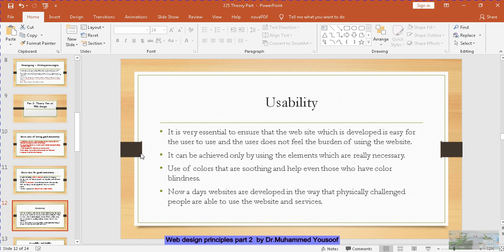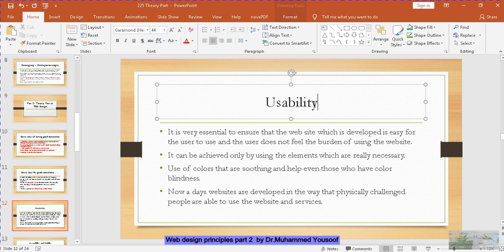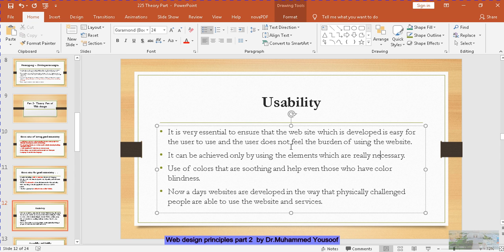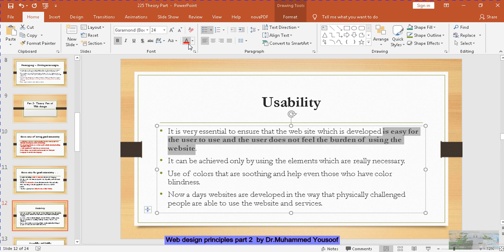Let's go to the next concept. The next concept that we are going to see is called usability. What is usability? As I told you, usability and accessibility are almost the same. The website which is developed should be easy for the user to use and should not feel like a burden. See the word? It is easy for him to use. That's called usability.